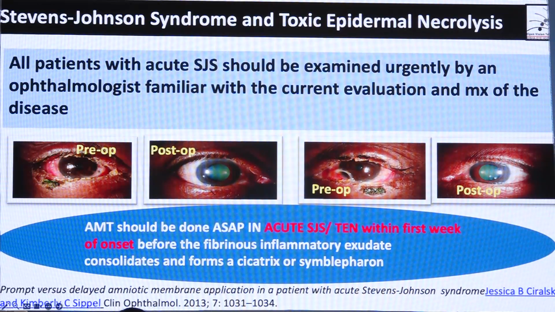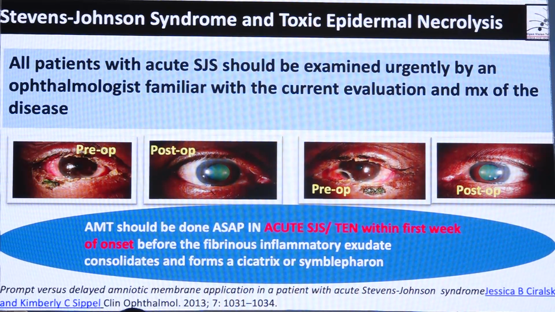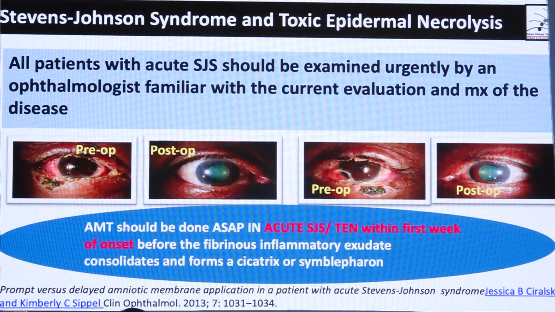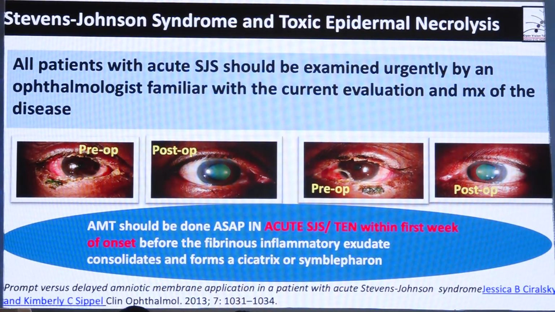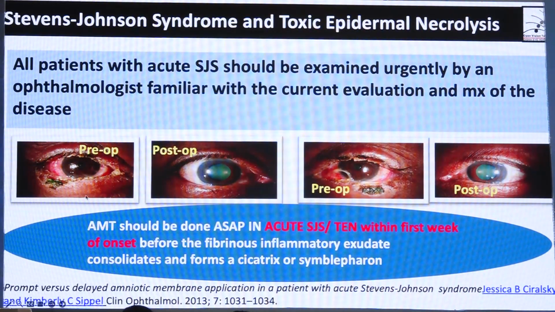So this is the pre-op picture, and AMT should be done as soon as possible in acute SJS, within the first week, preferably within 3 days, before the onset of fibrinous inflammatory exudates, which get collected in the fornicial area and then lead to cicatrix or symblepharon formation. You can see that because it was done on an urgent basis at bedside, this is the patient even after 10 years, there is no lid margin keratinization or chronic SJS development. So this is the pre-op picture and this is the post-op picture.